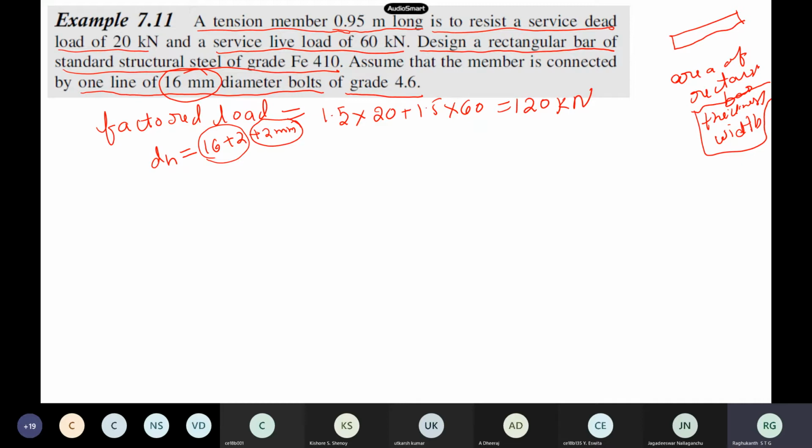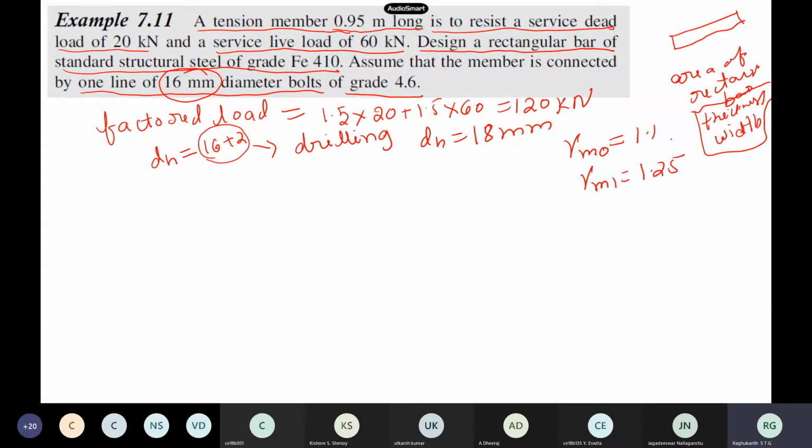So let us say for this problem, we have taken a drilled hole itself. Drilling means nothing extra to do, same as 16 plus 2 mm, which means the diameter of the hole is 18 mm. This is how we find it. Then gamma m0, all those things I hope all of you know from Table 1.1. Then gamma m1 is 1.25, Fu is 410, Fy is 250. Please write down all these things in detail.